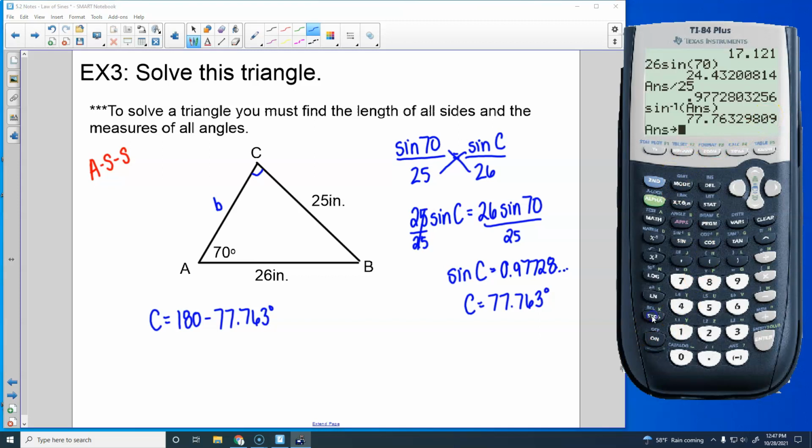And if you click STO, which is right there above the on key, you can store it as any letter that you would like. So you hit the alpha, and I'm going to store it as C since this is angle C. So alpha, C, and enter. So what has happened now is, if I type a C, the calculator knows that that is 77.76329809. So that way I don't have to round it, it's using the whole thing.